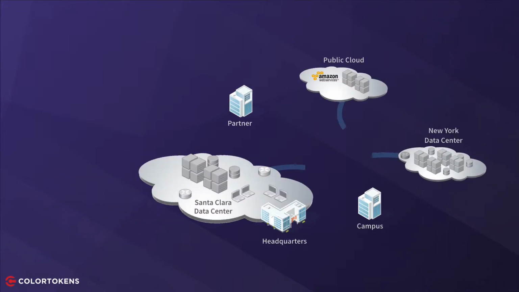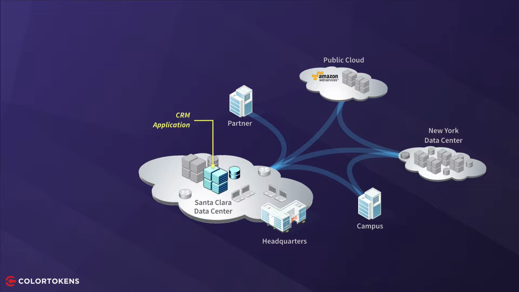Let's take a look at how ColorTokens microsegmentation can prevent lateral movement of an APT style attack. For this scenario, I will use two production applications. The first is a CRM application used by the sales teams. And this application can also be accessed by resellers and other partners via the internet.